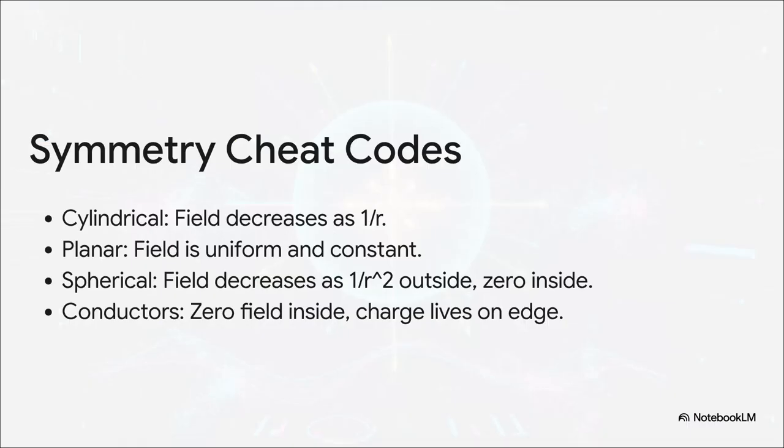All right, here are the ultimate cheat codes we've just unlocked, allowing you to completely bypass terrifying calculus using nothing but pure geometry. For cylindrical symmetry, the field decreases as 1 over r. For planar symmetry, the field is magically uniform and constant. It never fades. For spherical symmetry, the field decreases as 1 over r squared on the outside and is exactly 0 inside hollow shells. And finally, for conductors, there is always 0 field inside, and the charge lives entirely on the outer edge.